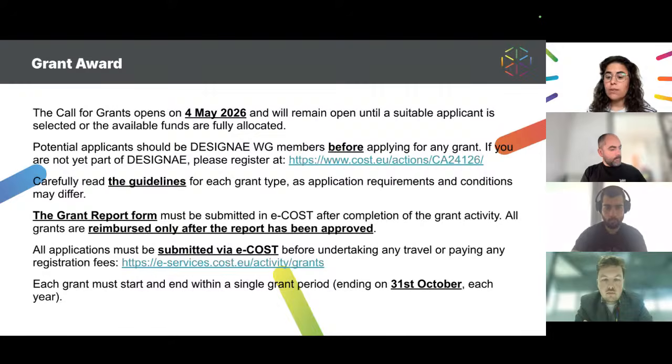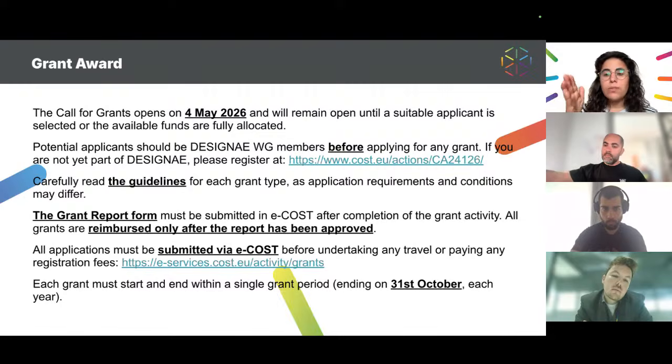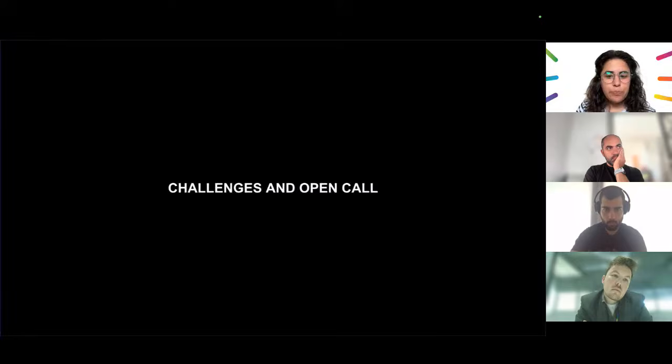So you cannot have, for instance, a short-term scientific mission that starts on the 25th of October and goes up to the 5th of November. This cannot happen. If you also have a conference that falls within that timeline, you cannot apply, because all of it must be closed before the 31st of October.